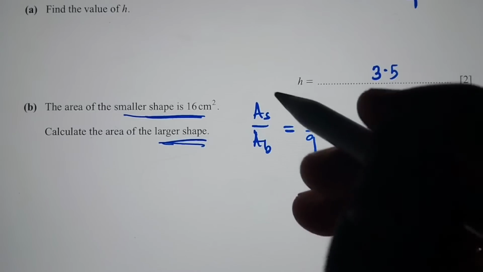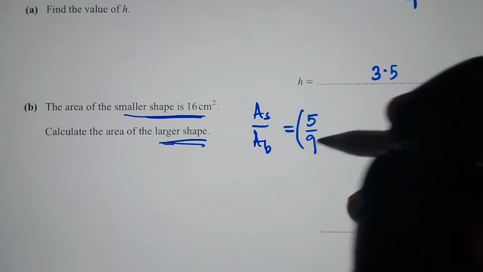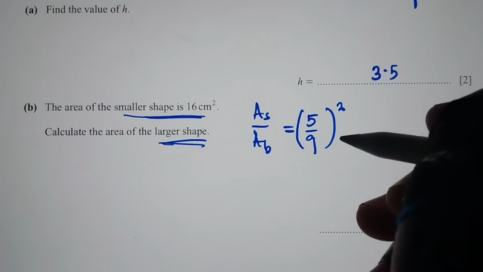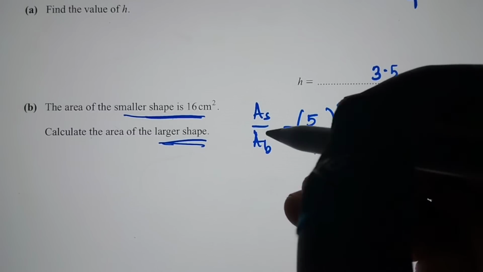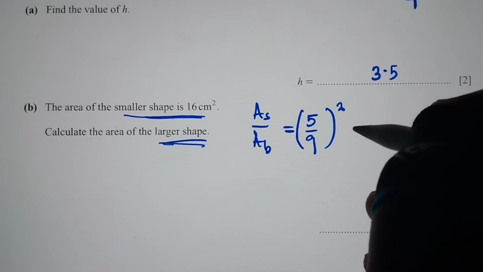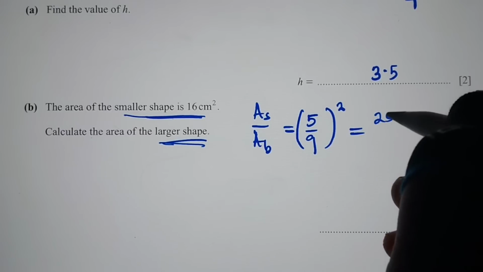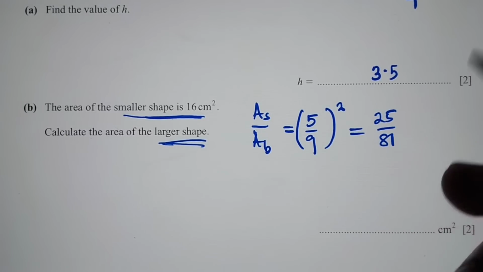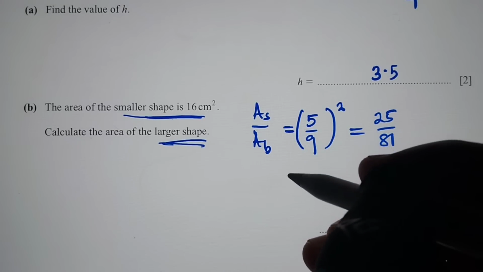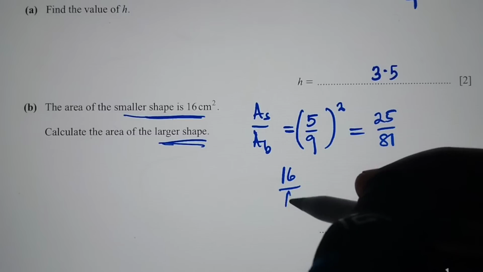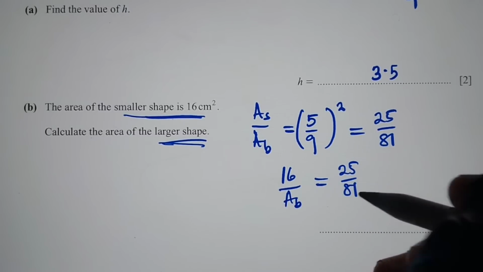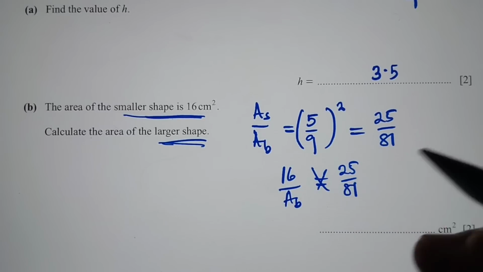Now, because you are dealing with area, you must remember to put a square on top of this ratio on the right hand side. This is what relates it to the area. If we were dealing with volume, you are going to put cube here. So if you open up this bracket, this is simply 25 over 81. But we're given also the area of the smaller shape, and that is simply 16 over AB is equal to 25 over 81. So we need to cross multiply and solve for AB.